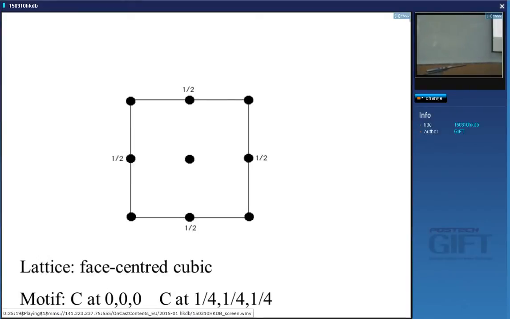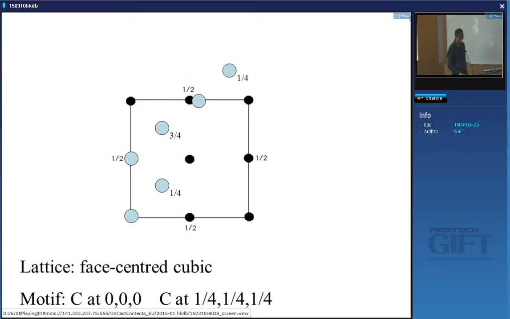How many lattice points do we have? 4. Yeah, so we have the corner contributing 1, and then there are the lattice points at the face centers which are shared between 2 cubes. So there are 6 faces, divide by 2, that gives us 3 plus 1 is 4. Okay, so I'm placing a motif of identical atoms at 0, 0, 0 and a quarter. And now I've got to do this for every single lattice point. So here's the corresponding one where the second one comes at a height 3/4 because this one is at a height 1/2. Yeah? And we continue that process.